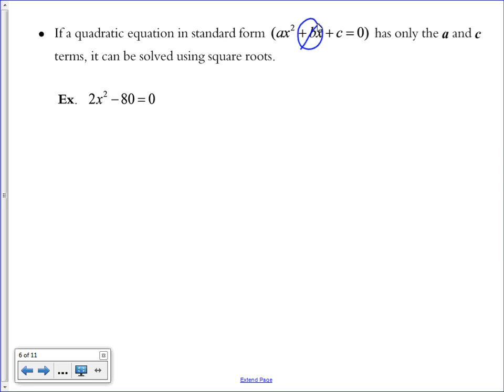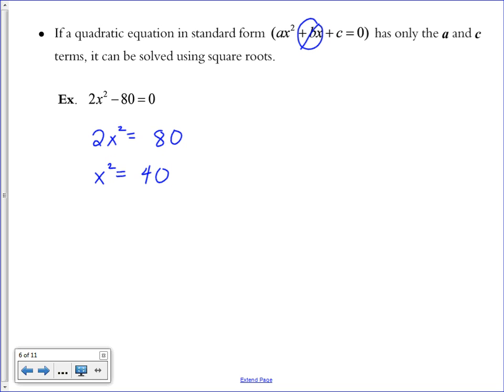So here's an example of one that's missing the b term. So we can solve it using square roots simply by isolating the x. We add 80 to the other side of the equation. We divide both sides by 2. At this step, we're looking for x. We know that x to the second power equals 40.